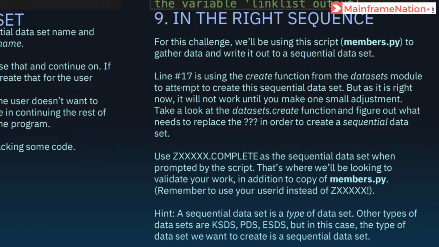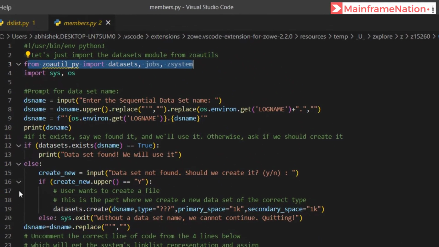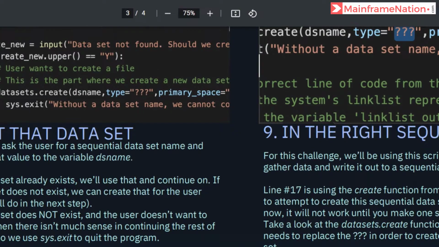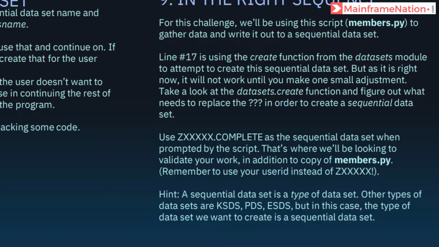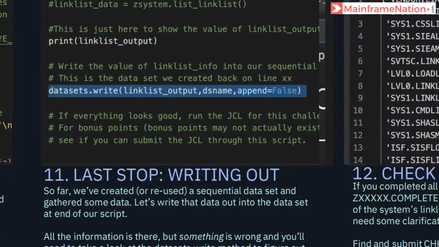Then we have to go to line number 17. This is line number 17. Here we have to find what will come in place of question mark. So what we are creating is we are creating a sequential data set. So here instead of question mark we can give sequential. Here also you can see what should be in place of question mark in order to create a sequential data set. So this is step 9. Let's go to step 10.